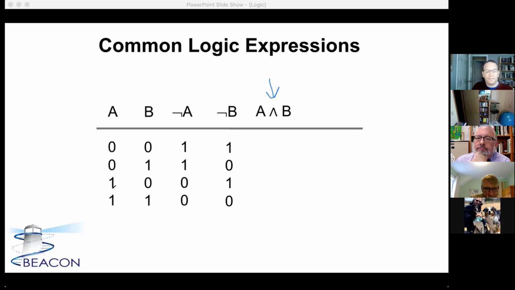So the only place these are both true is at the very bottom here, where A and B are both true, so we should have a 1 down here, and we should have a 0 everywhere else. So let's see if I'm right. And yes, this is in fact the AND symbol. We get this at the very end. So we've got a bunch of zeros, and then we've got a 1.